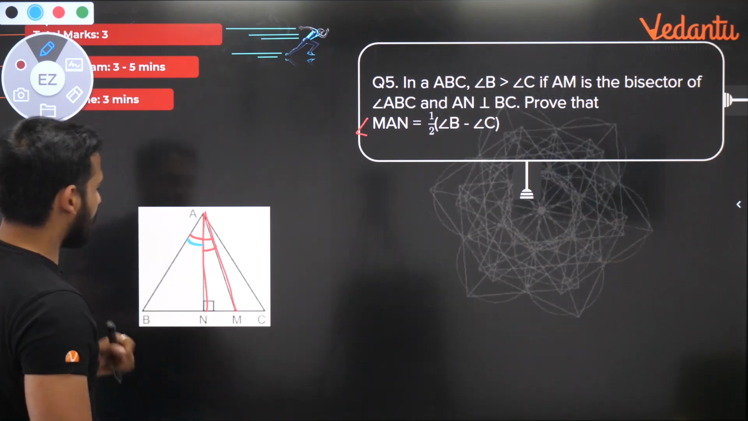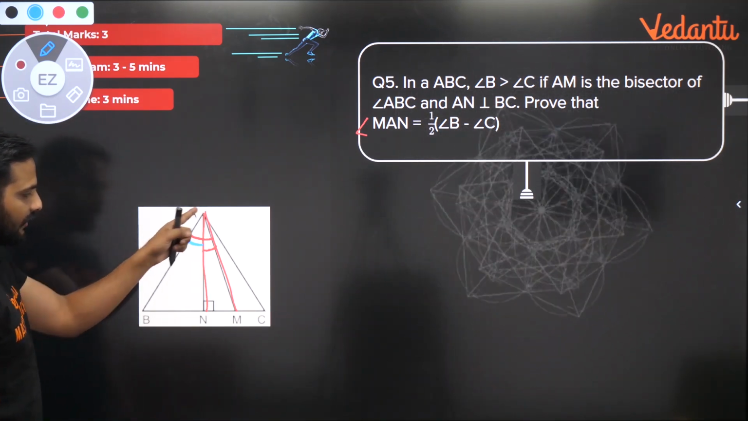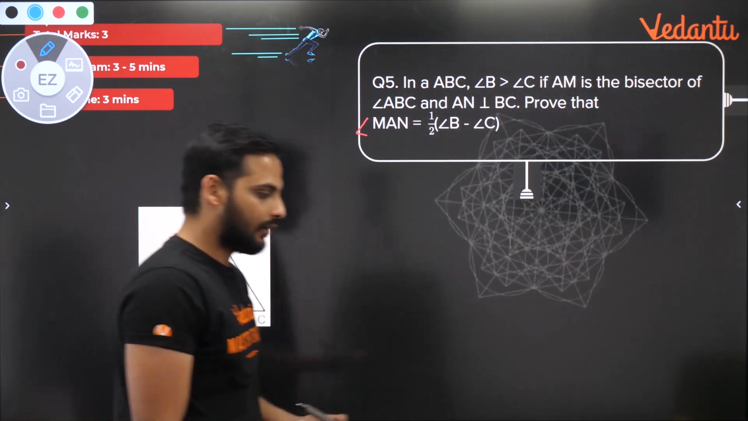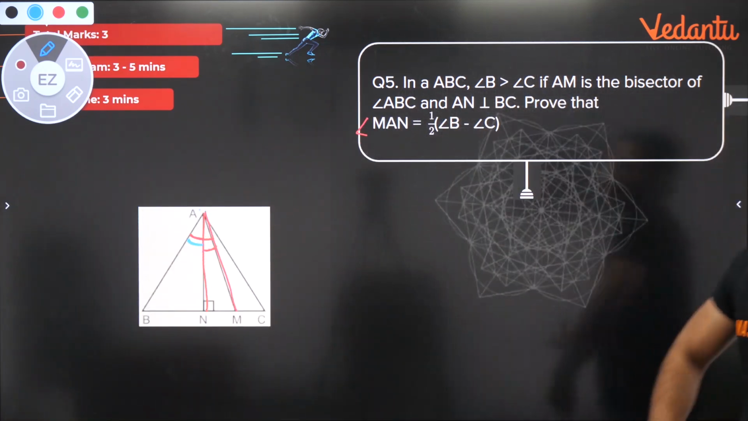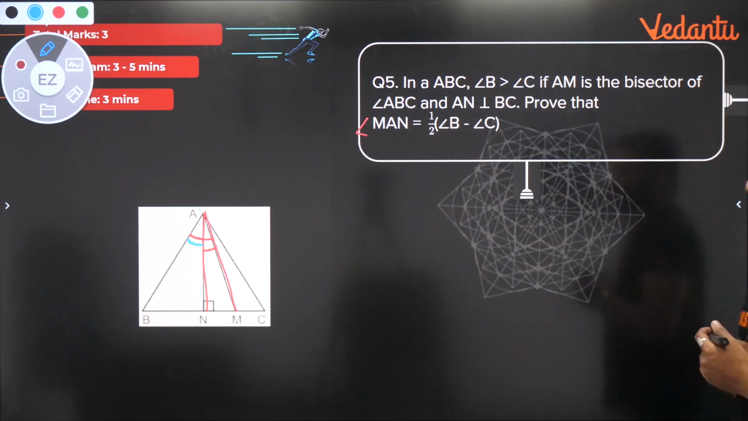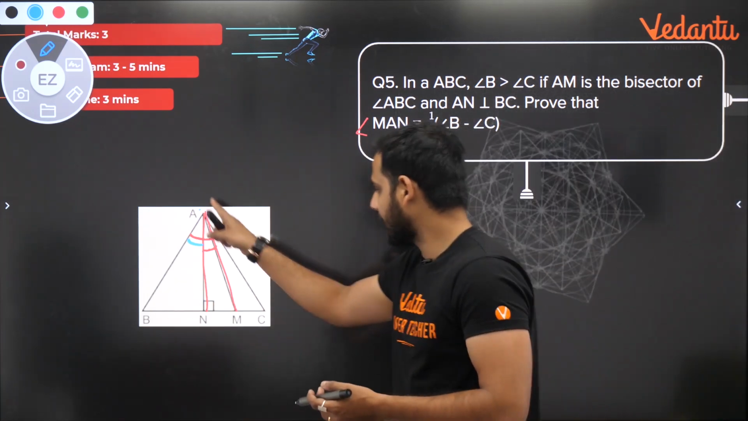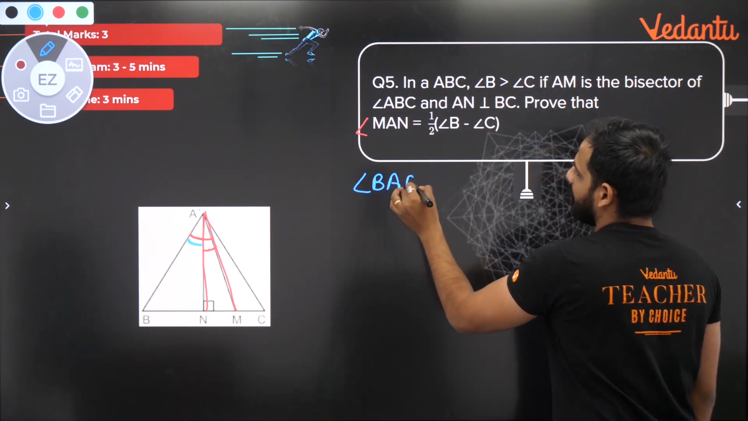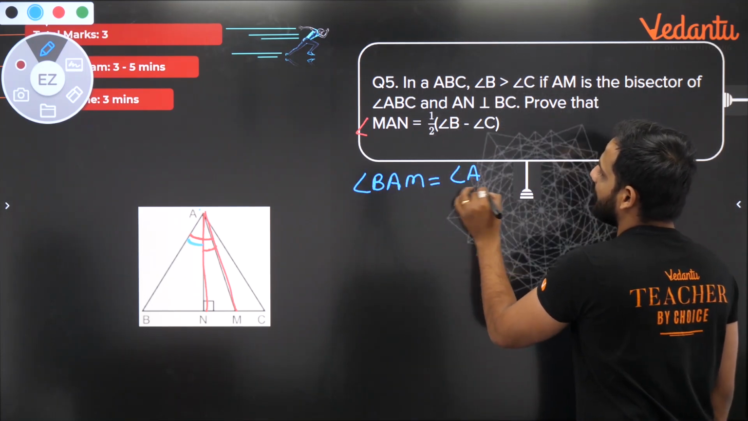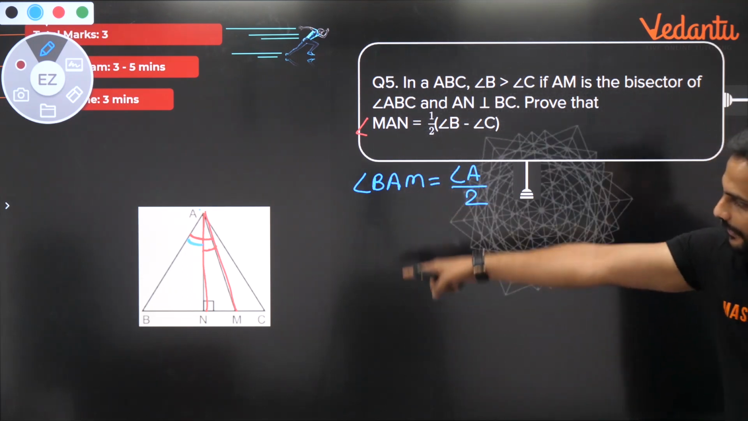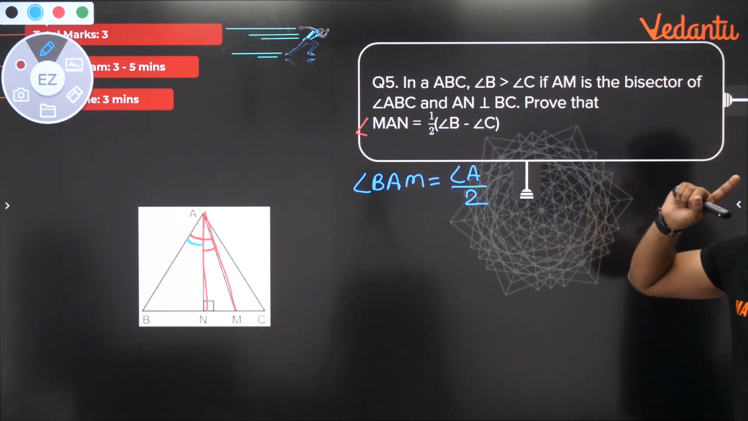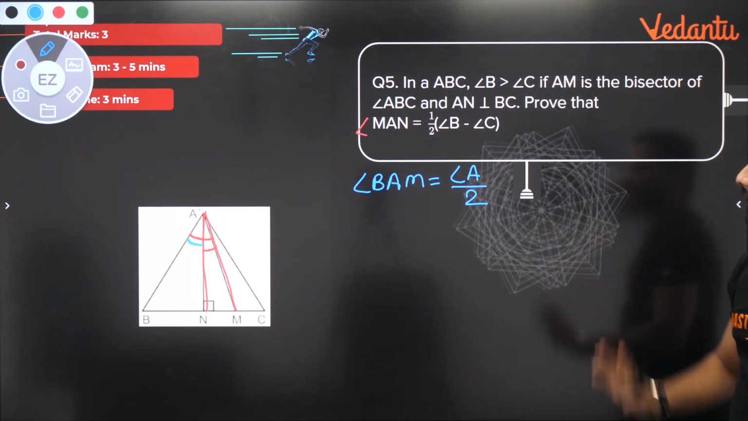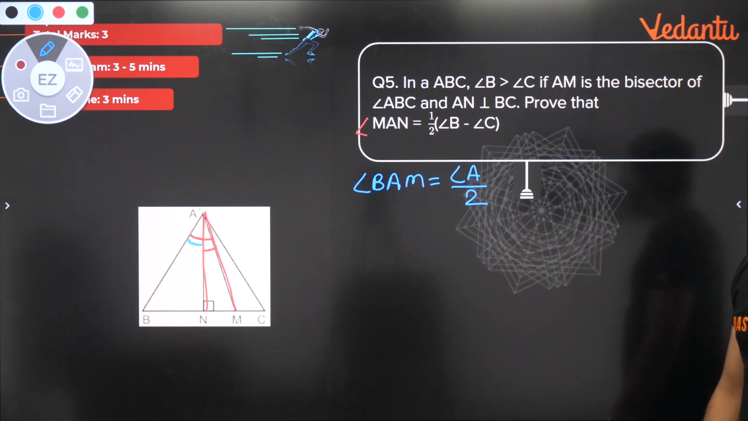My whole aim is to understand what is the value of BAM and what is the value of BAN, and simultaneously I will be finding out the L value. I will try to convert it into this form. First, if I talk about angle BAM, I can clearly say that angle BAM is equal to angle A by 2. Why? Because AM is the angle bisector. So AM is dividing this whole angle into two equal parts. So angle BAM is equal to angle A by 2.